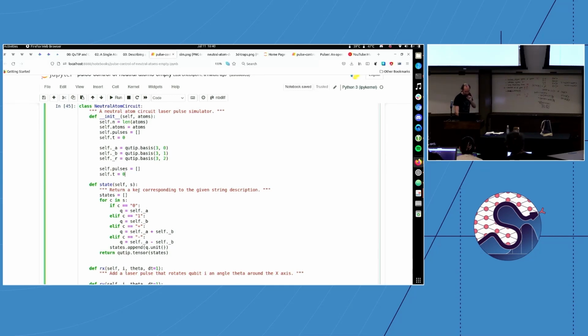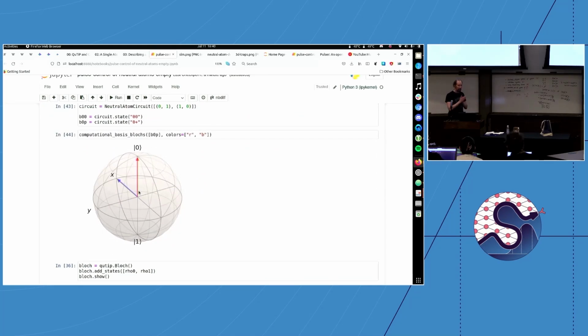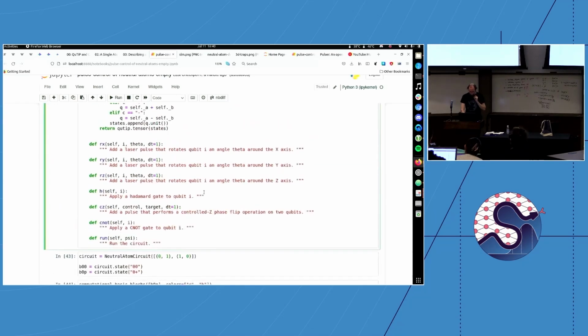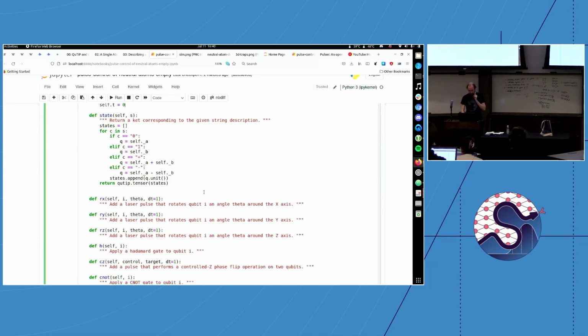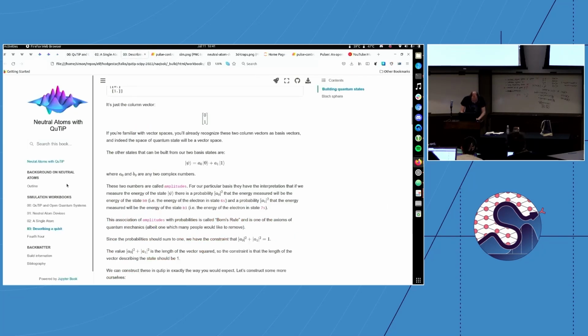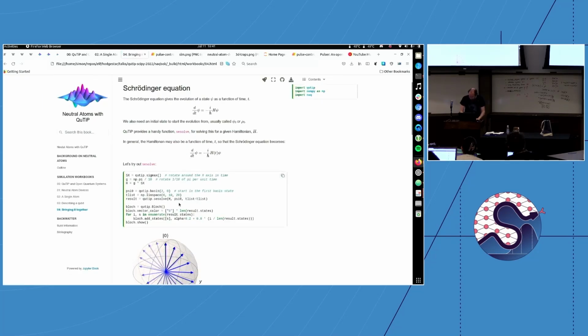Okay, we should also maybe look at our Bloch sphere again. Okay, so what we need to do is somehow fire a pulse. If we want to do a rotation around the x-axis, it's going to rotate things around the x-axis. So in order to do this, we are going to need to define a pulse, and here we're going to need a little bit of the Schrödinger equation to understand how we're going to do this.